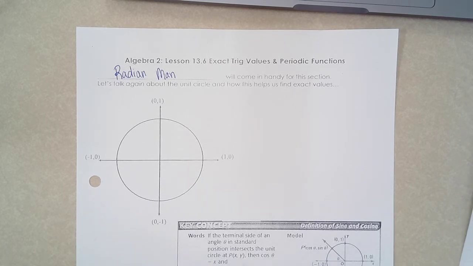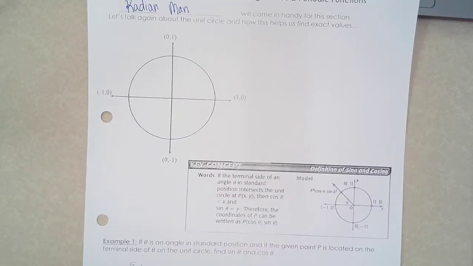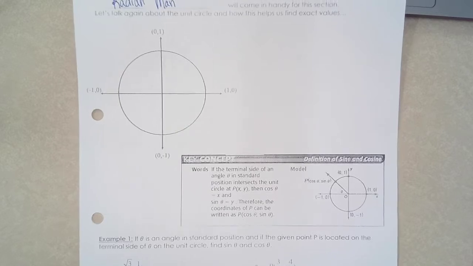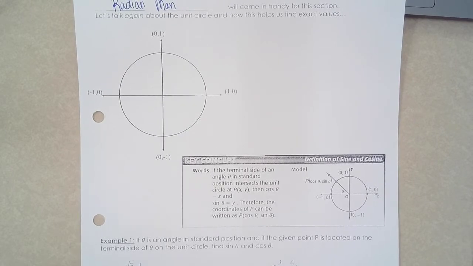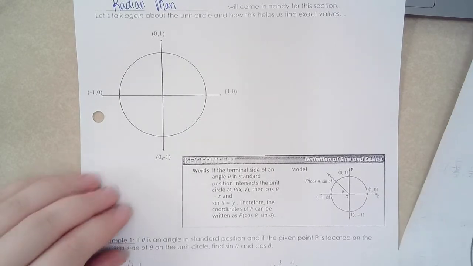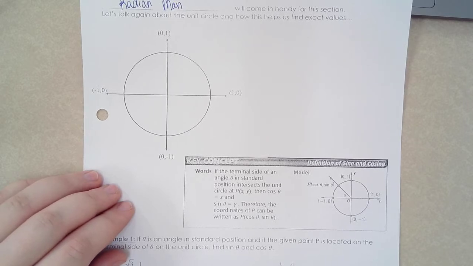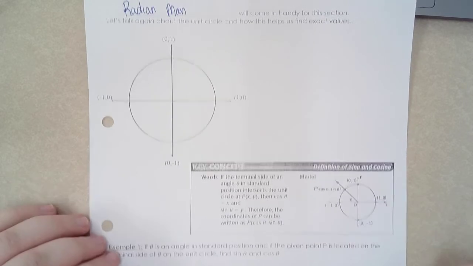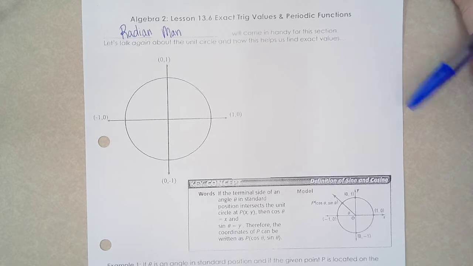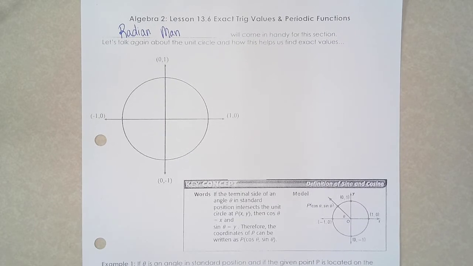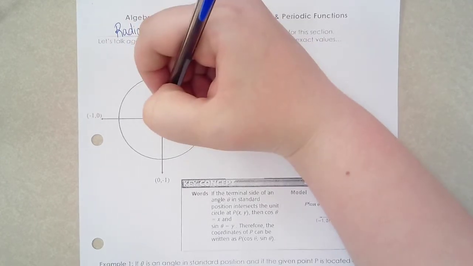If we read the key concept here, it says if the terminal side of an angle theta is in standard position and it intersects the unit circle at a specific point, then cosine of theta is x and sine of theta is y. So if we have a point, we don't necessarily need an angle in order to determine the trig functions.